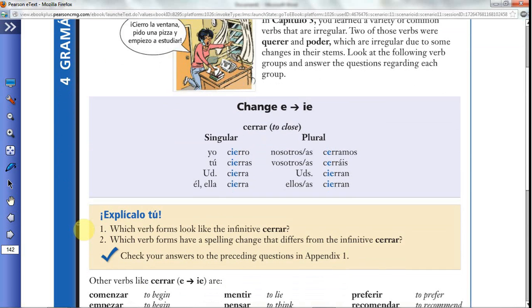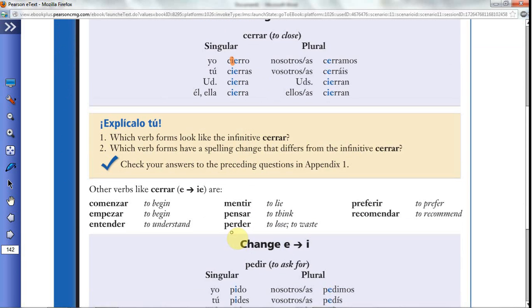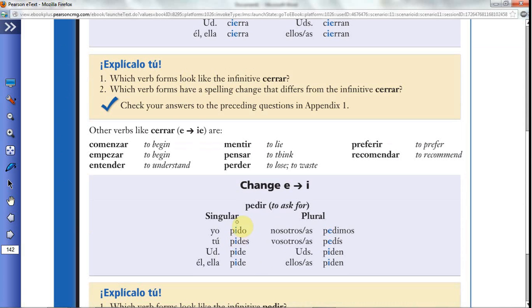These changes, maybe if you said yo cerro, maybe somebody might understand you, but they might not. Okay, sometimes it's very important. Like pedir, if you don't change the E to I, you're going to say yo pedo, which means I fart. You don't want to say that unless that's really what you were trying to say.